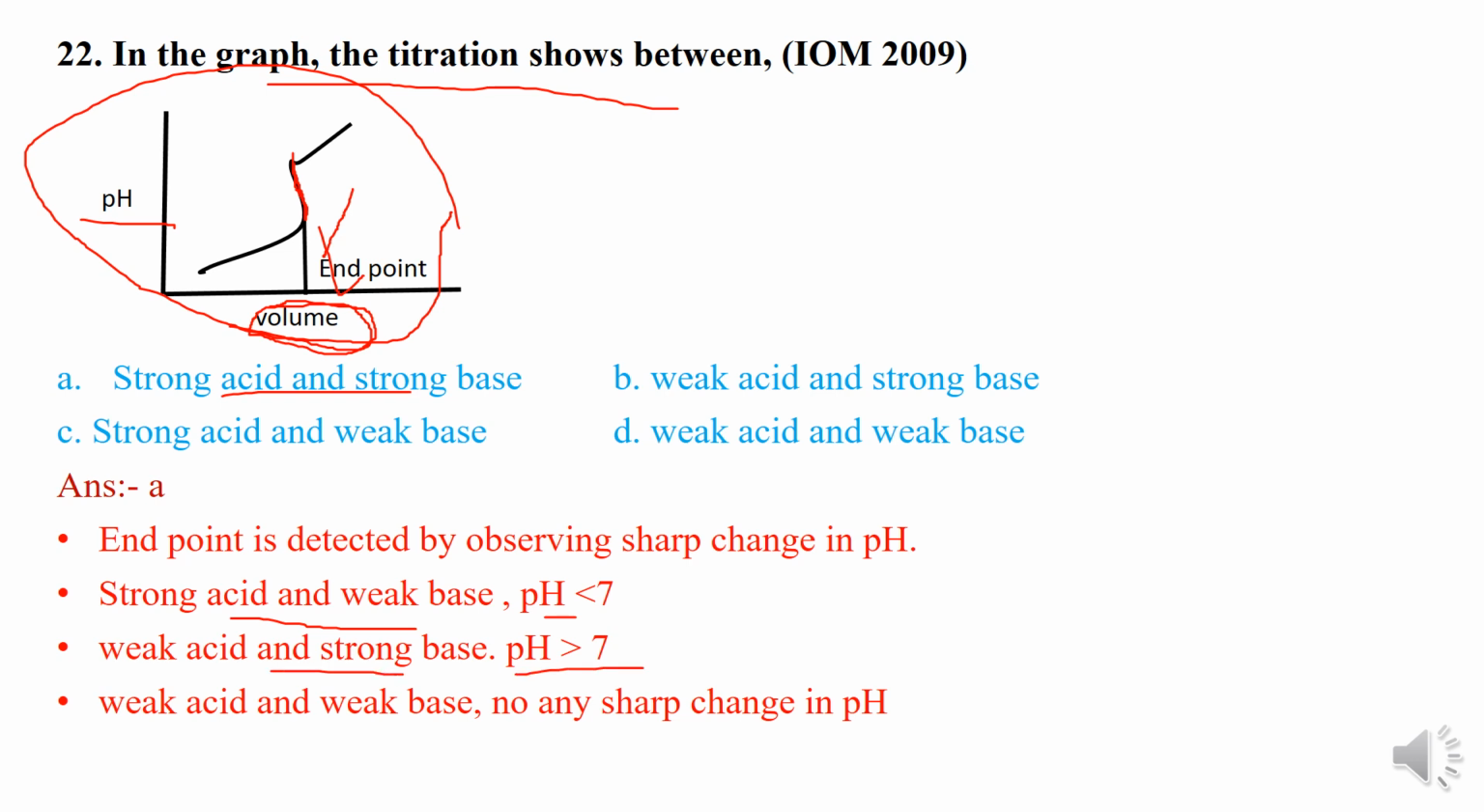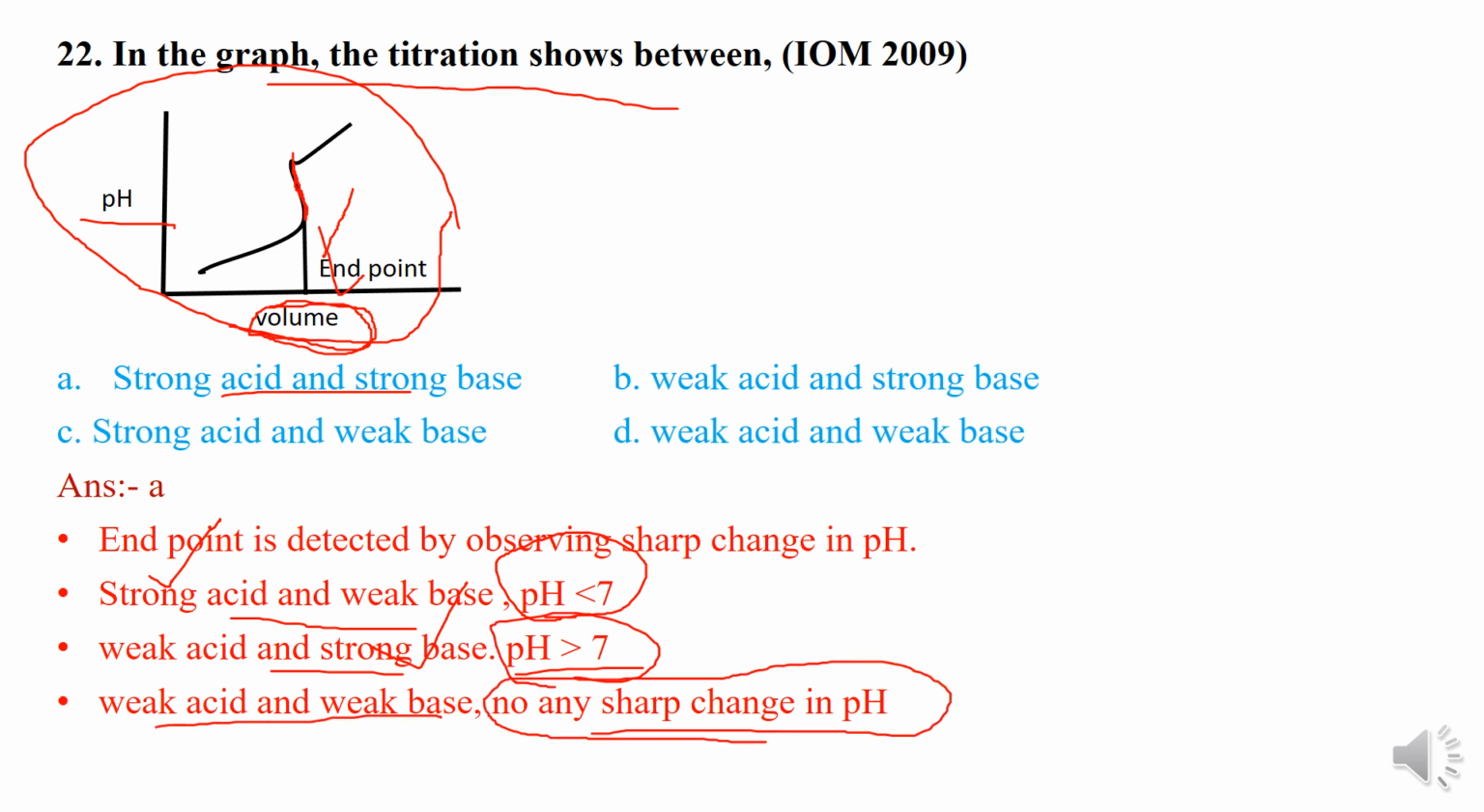We have to just notice which one is strong. If the acid is strong, then pH will be less than 7. If the base is strong, then pH will be greater than 7. In case of weak acid and weak base, no sharp change in pH is found. However, there is a sharp change in pH in the region of pH 7. So the answer will be strong acid and strong base.